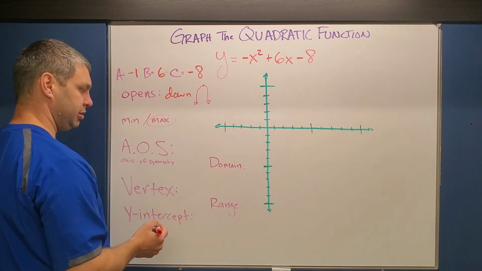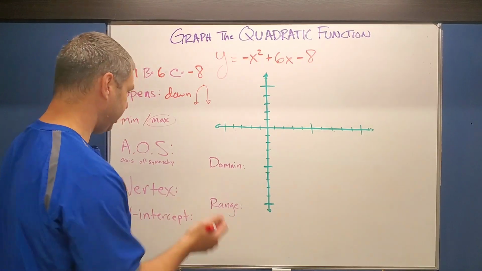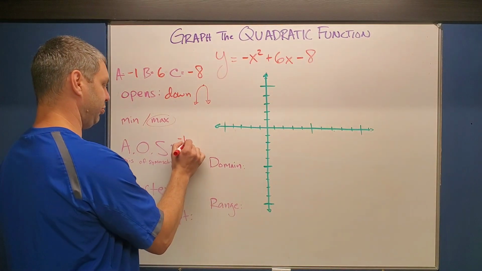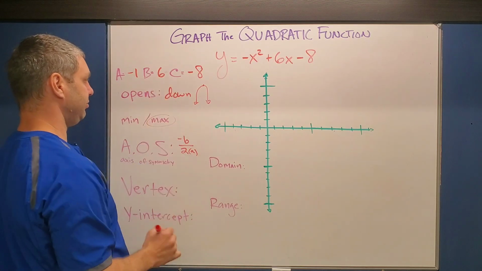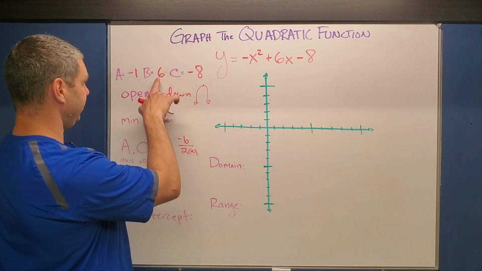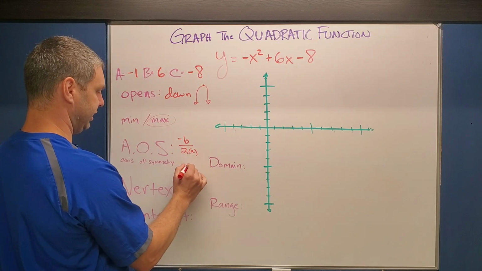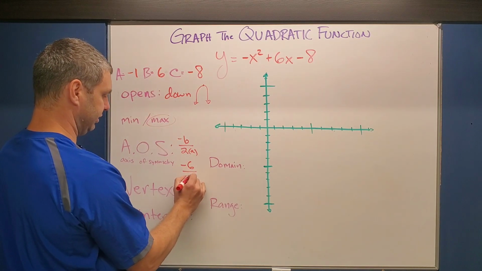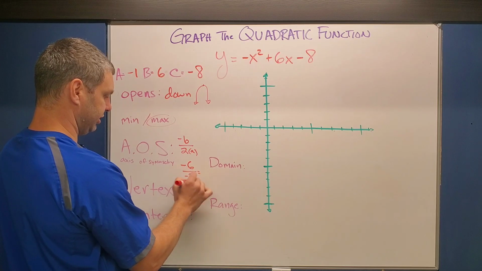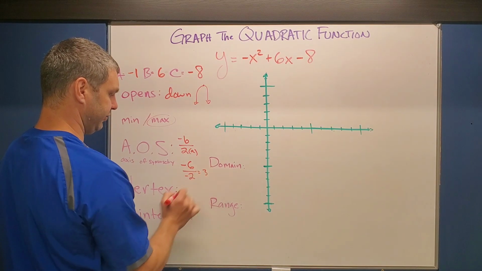The axis of symmetry, people a lot smarter than me came up with the formula that's negative b over 2a, which is what we use for this. So since we have our a and b, we can plug those in and figure out that negative b is negative 6. 2 times a, 2 times negative 1, is negative 2. And so this is going to equal a positive 3.